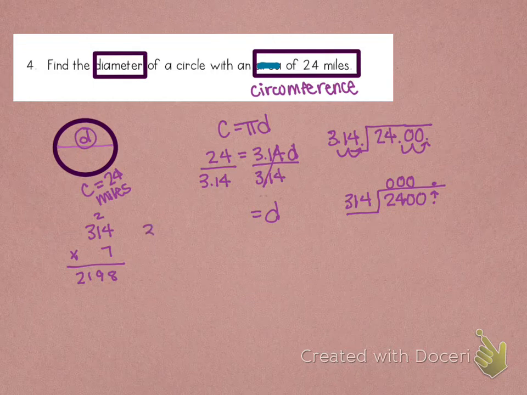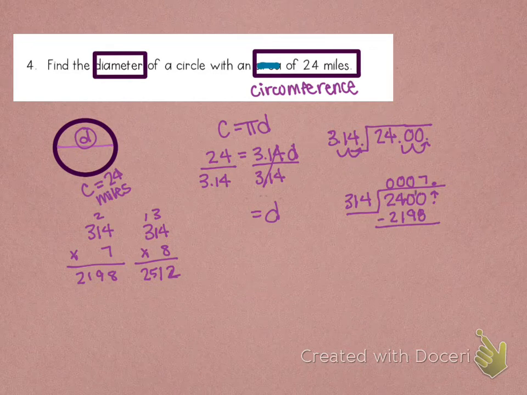Let's just see 8 just in case. 8 times 4 is 32. And then 8 times 1 is 8 plus 3 is 11. And then 3 times 8 is 24 plus 1 is 25. Okay, so that's too much. So 7 times, and then 7 times 314 is 2198. And then we need to subtract.